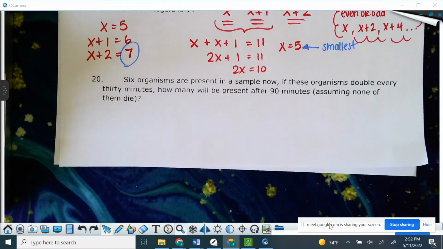All right, number 20. 6 organisms are present in a sample now. If these organisms double every 30 minutes, how many will be present after 90 minutes, assuming none of them die? Most of you, I think, are going to do this through logic. So I'm going to give you a minute because I think you can answer it without me showing you the equation style. Or if you do it equation style, that's perfect too. But you guys try it. Try to come up with an answer for number 20, please.